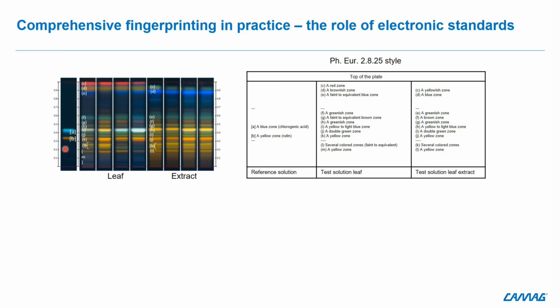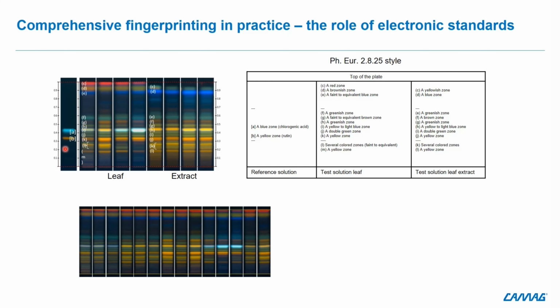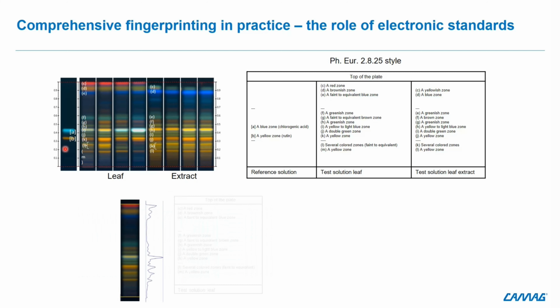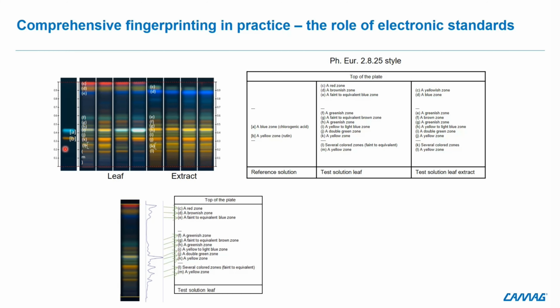With the help of a suitable software, profiles from an electronic image can be used to translate this table and to assign it to the zones. So here's the fingerprint, here's the profile, and here is the assignment to the zones that should be seen according to the table. We have seen before how image profiles are generated.